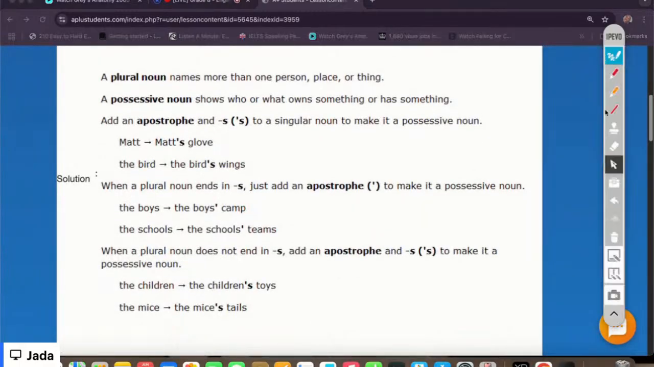Alright, so a plural noun names more than one person, place, or thing. So plural just names more than one.